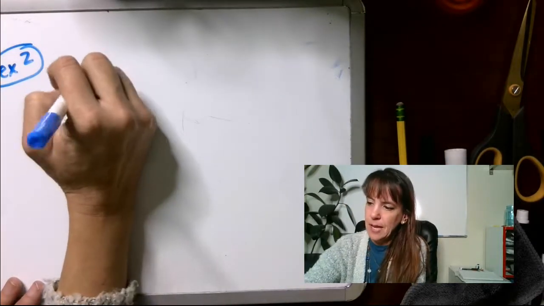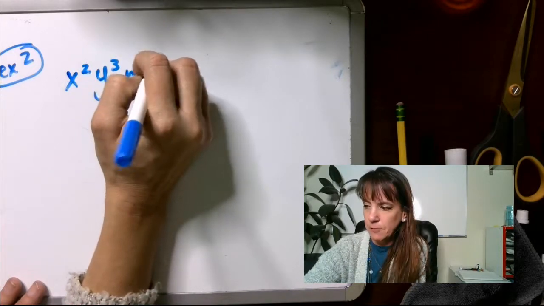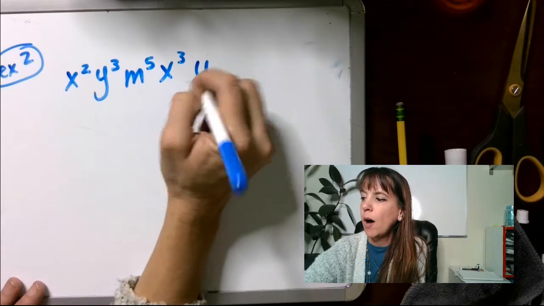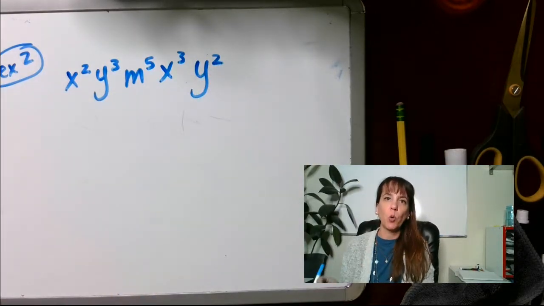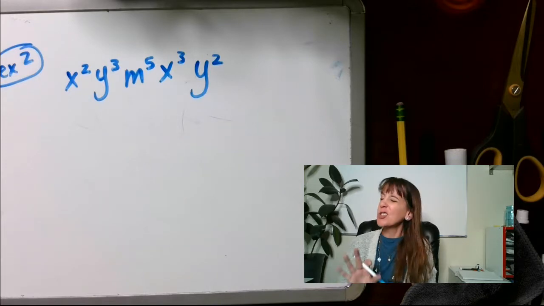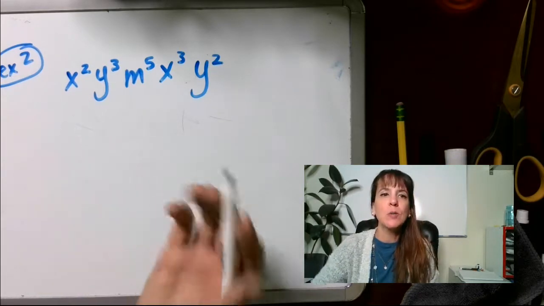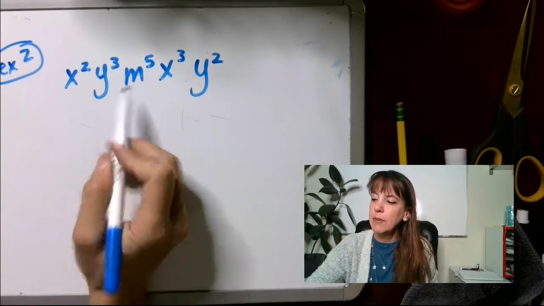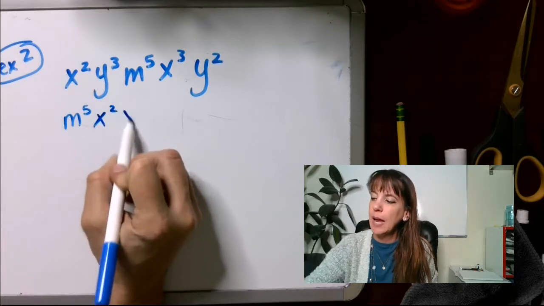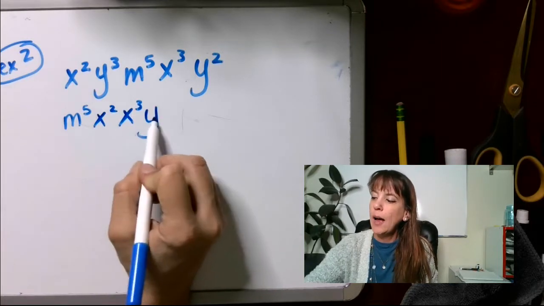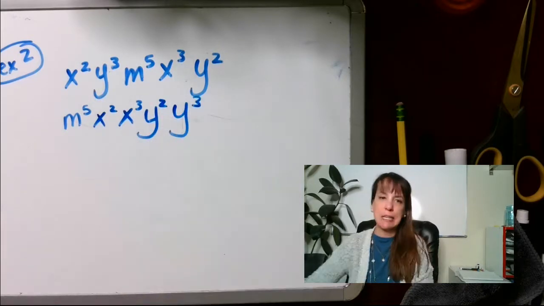All right: x squared, y to the third, m to the fifth, x to the third, y squared. So guys, you don't have to show your work by rearranging these, but if you're struggling with this, I highly recommend you take all your x's, and we want to do it in alphabetical order. So I have an m here, so I'm going to rearrange this: m to the fifth, and then x squared, x to the third, y to the second, y to the third.